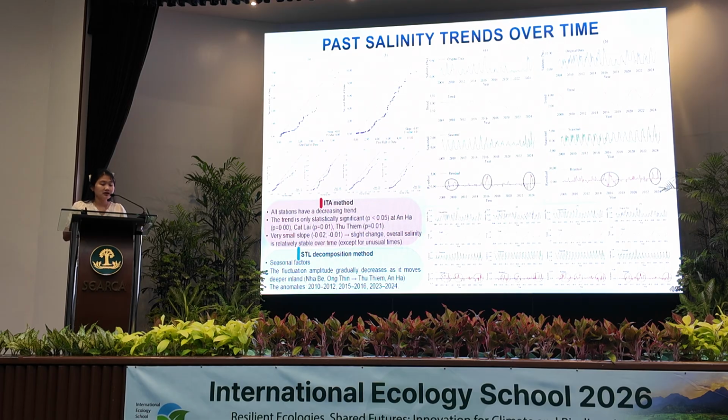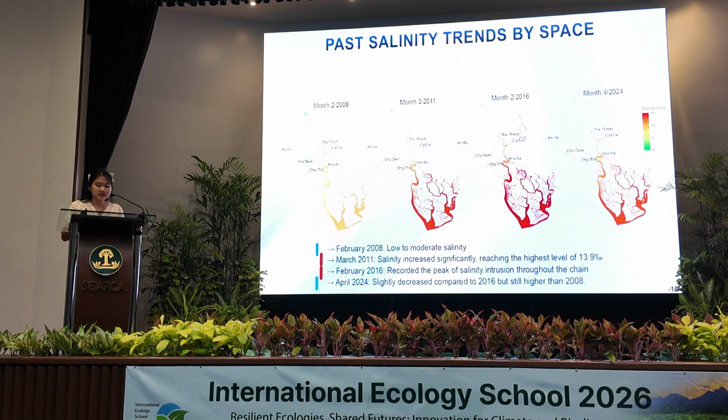According to spatial change, in 2008, salinity levels were relatively low to medium. However, by 2011, it had significantly increased, with a peak of 13.9 per mil recorded. Saltwater intrusion became more severe in 2016, with salinity levels peaking and spreading throughout the entire river system, affecting both coastal and inland areas. By 2024, although salinity has slightly decreased, it remains far higher than the level recorded in 2008.